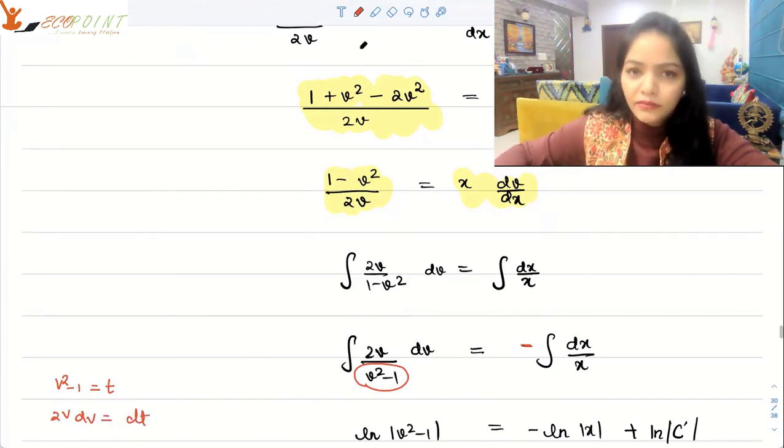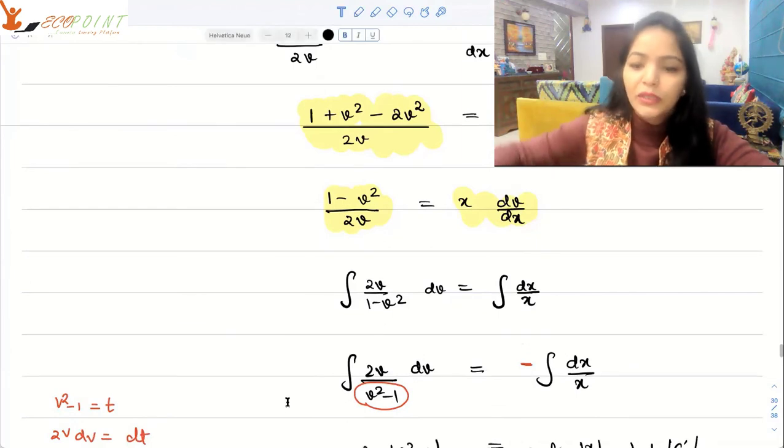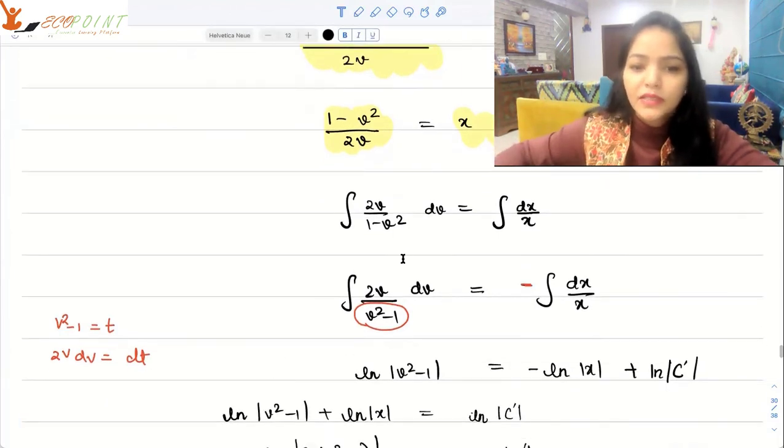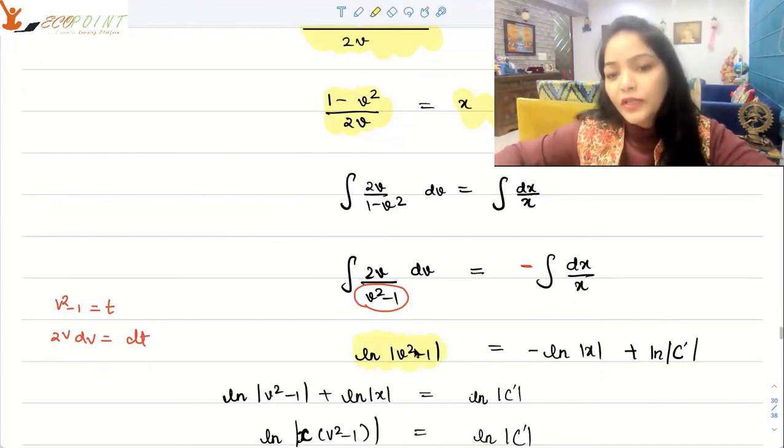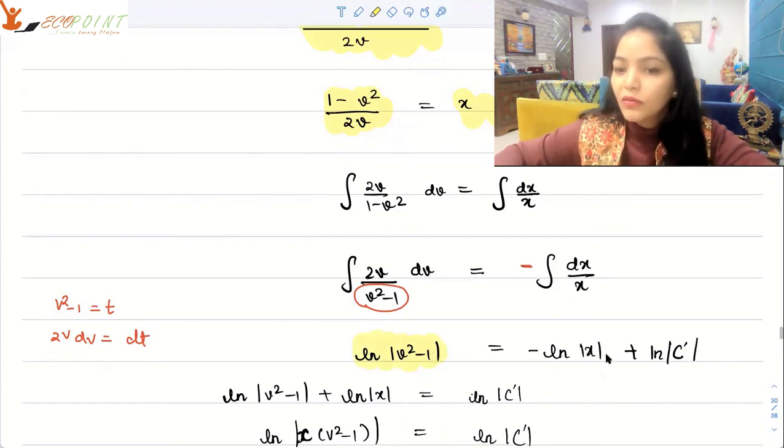And hence, when you integrate, this turns into the integral of dt by t. So you will just get log of mod t, which means for t, just write v square minus 1. So it's log of mod of (v square minus 1) equal to minus log mod x plus log c dash. I'm taking it so that later on I can just convert.